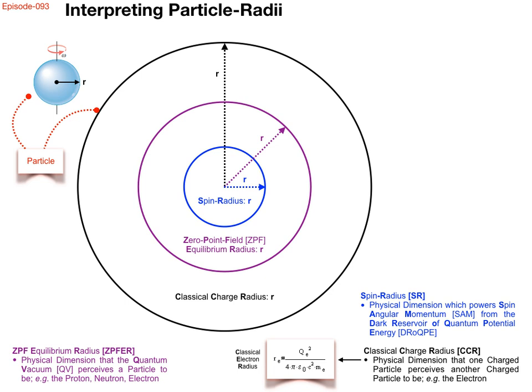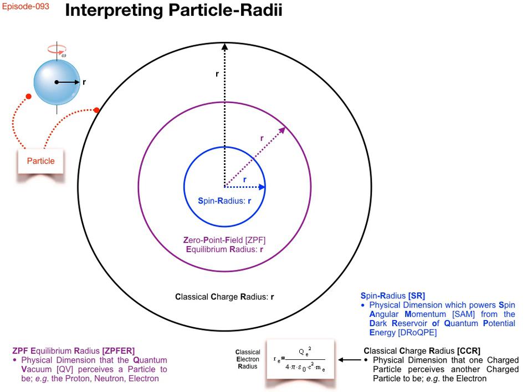Next, we shall define the zero-point field equilibrium radius as the physical dimension that the quantum vacuum perceives a particle to be. For example, proton, neutron and electron. Please remember that our zero-point field equilibrium radius concept has been experimentally verified for the proton and neutron. Please refer to episode 5 for more information.